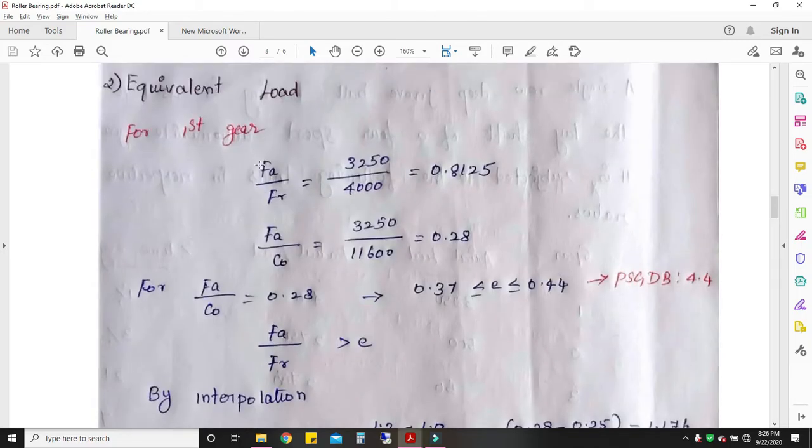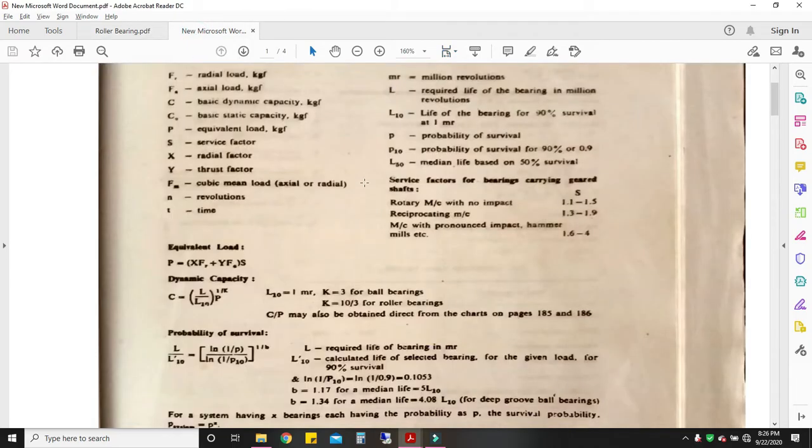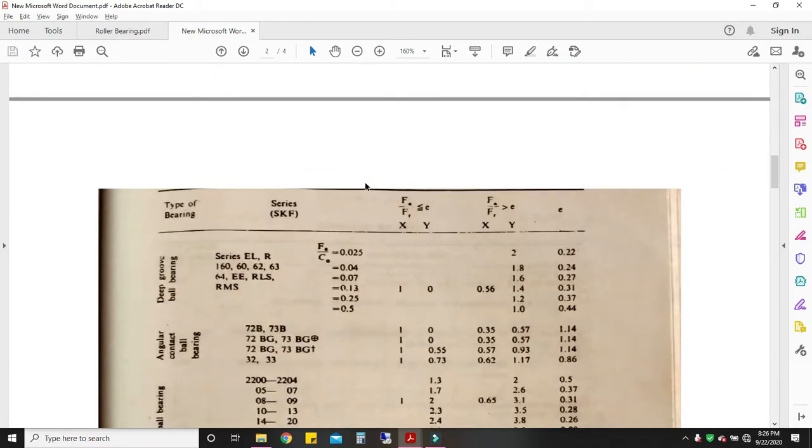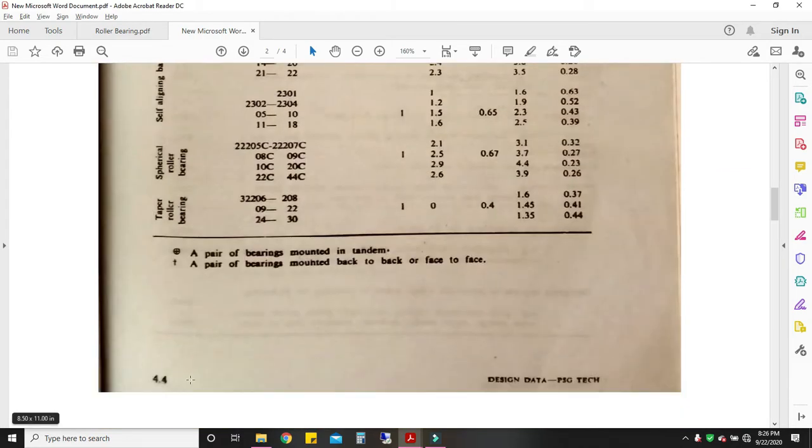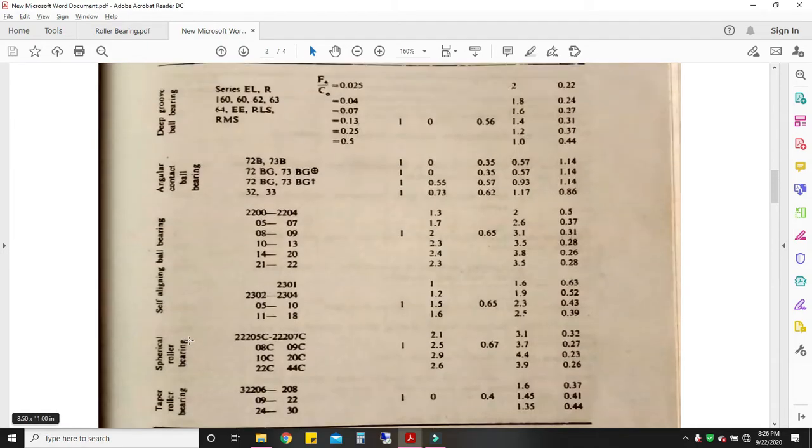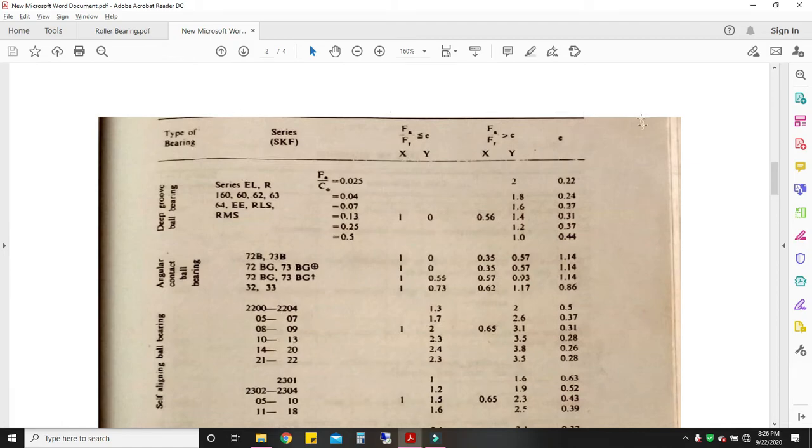First, take the first gear. Now take the design data book and come to page number 4.4. So this is the PSG design data book, page number 4.4. In this page you will have a table like this. In the first column you will have the type of bearing. In the second column you will have the bearing series, SKF bearing. SKF is the bearing manufacturer.